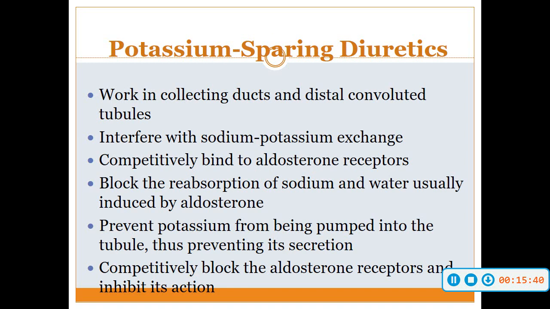All right, potassium-sparing diuretics. They work on the collecting ducts and the distal convoluted tubules. Okay, they interfere with sodium and potassium exchange. They competitively bind to the aldosterone receptors, which I realize that's on there twice, so I'm sorry. So if they're fighting for seats on the aldosterone receptors, what's going to happen? Well, the aldosterone can't work because it's being blocked.